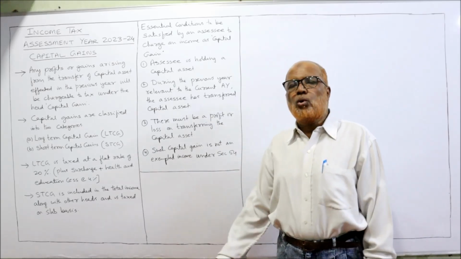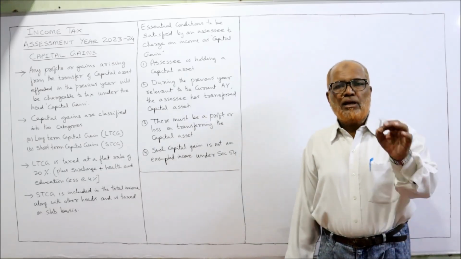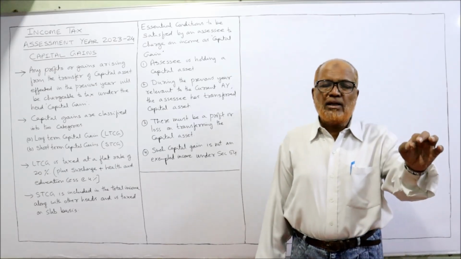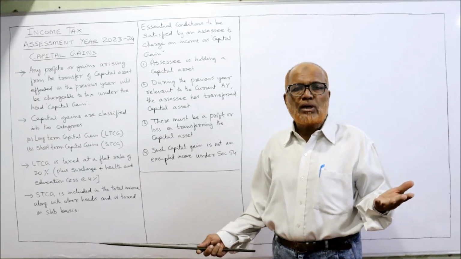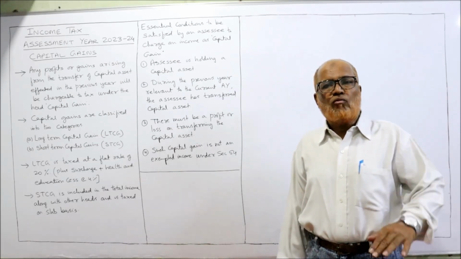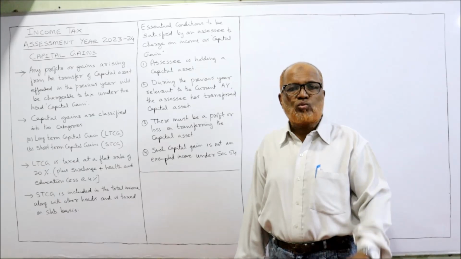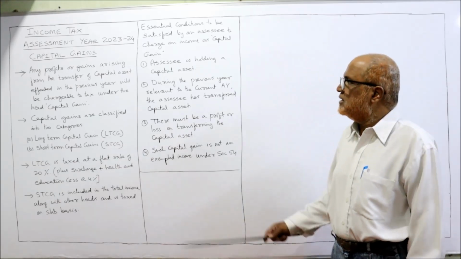The first, assessee is holding a capital asset. If there is a capital asset, then only there is a capital gain. If there is no capital asset, no capital gain. First condition. So what is capital asset? In the next video I am going to explain in detail.